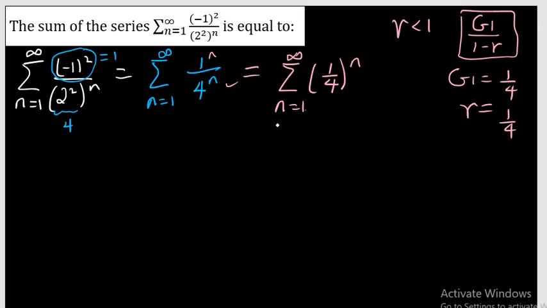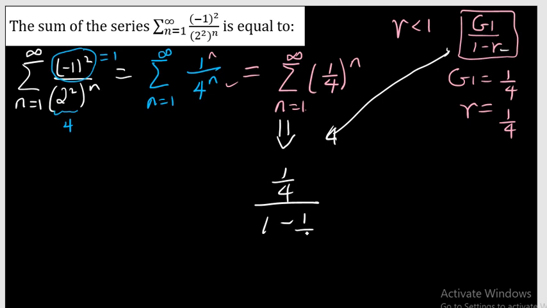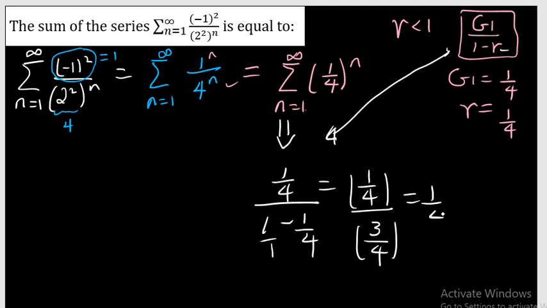So this summation, according to the formula, where is the formula? The formula is here. It says g1, which is 1 over 4, over 1 minus r, where r is again 1 over 4. This is equal to 1 over 4 over, when you subtract, 3 over 4. So 1 over 4 will be multiplied with 4 over 3, so the answer will be 1/3. That's going to be the answer for the first question.